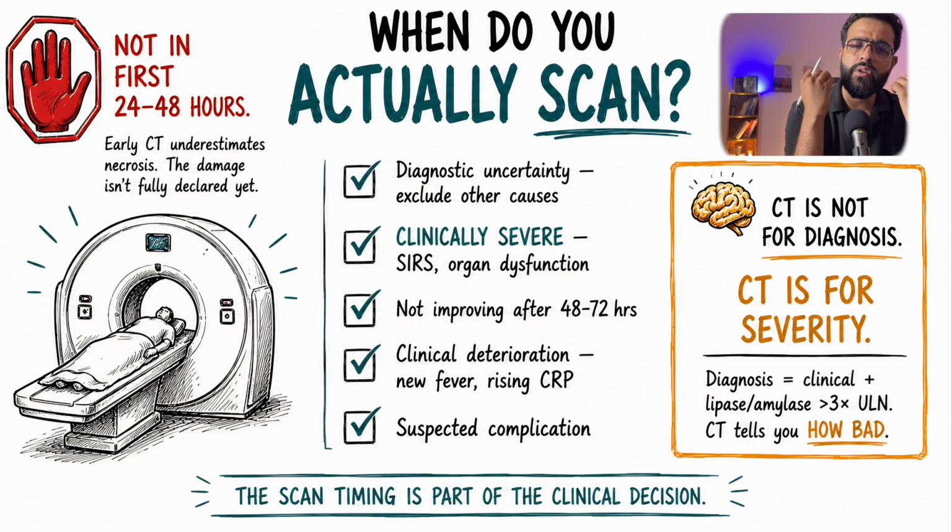Firstly, if you have diagnostic uncertainty, the pain is atypical, the labs are ambiguous, you need to exclude other causes like mesenteric ischemia or hollow viscus perforation. Secondly, clinically severe presentation, SIRS, organ dysfunction, Ranson score of more than 3 or BISAP score of more than or equal to 8. Number 3, failure to improve after 48 to 72 hours of conservative treatment. Number 4, clinical deterioration, new fever spikes, worsening pain, rising inflammatory markers. And lastly, suspected complication. If you suspect abscess, pseudocyst, vascular complication, or hemorrhage.